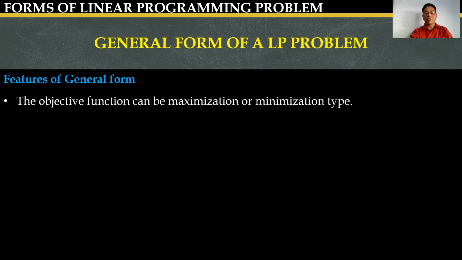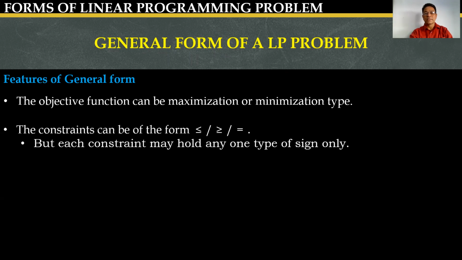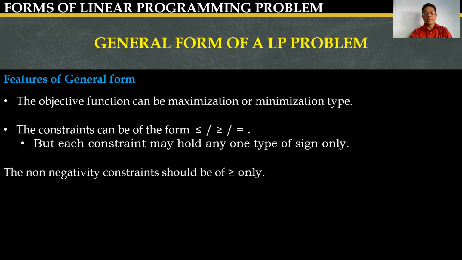The features of general form are the objective function can be maximized type or minimized type. The constraints can be of the form inequality less than or greater than or equality, but at one time only one constraint would be there, and the non-negativity constraint should also be present and should always be of the greater than or equal to type.